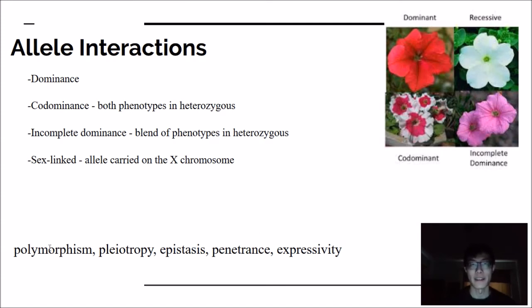And these can mess up the straightforward dominance, recessiveness, relatedness, and inheritance of your normal monohybrid or dihybrid crosses. But generally speaking, these are the main ones that you probably have to focus on.